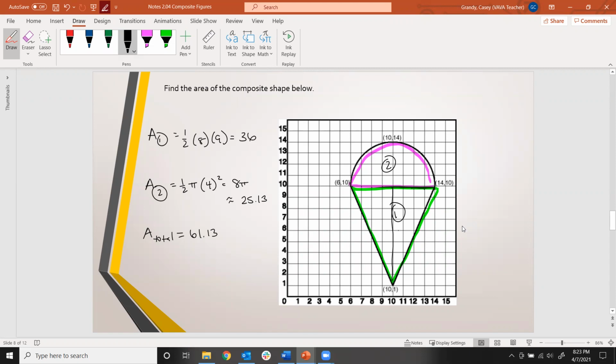The area of the semicircle will be half of the area of a circle, so half pi r squared. The radius here is 4. So the exact area of that semicircle is 8 pi. The approximate area is about 25.13. So when you add those two areas together, we get 61.13.